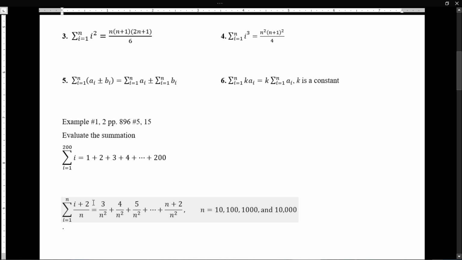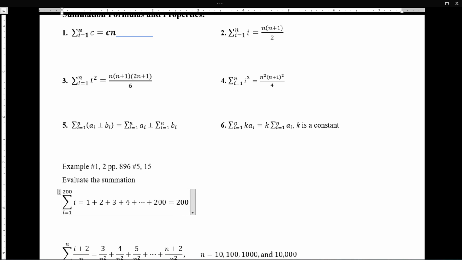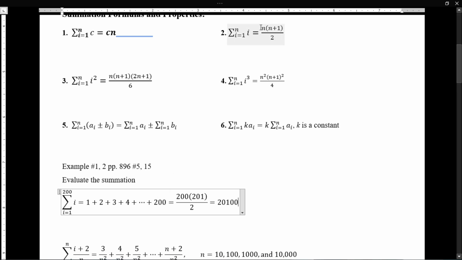So an example here is that this one is our i, so we're going to apply our rule right here. So it goes to 200, so you do 200 times 201 divided by 2. And that's just going to equal 100 times 201, so that's going to be 20,100. Okay, so essentially we just plugged in this side right here.